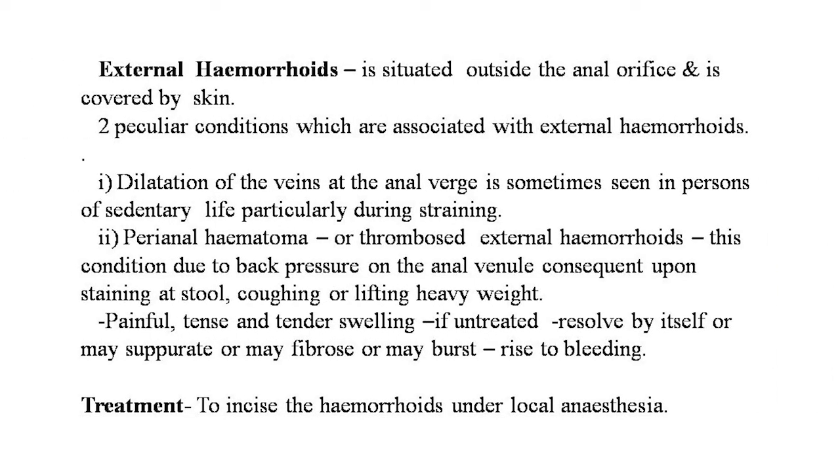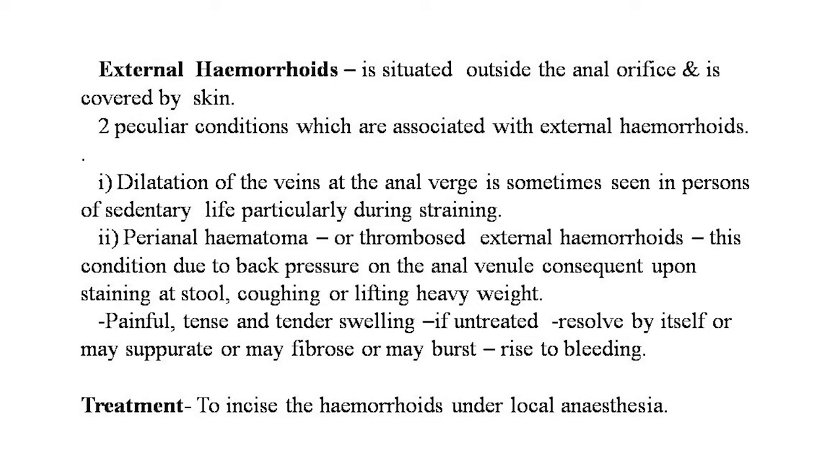Now the external hemorrhoids are situated outside the anal orifice and are covered by skin. The two varieties may coexist and the condition is called interno-external hemorrhoids. There are two peculiar conditions associated with external hemorrhoids. The first is dilatation of the veins at the anal verge, sometimes seen in persons of sedentary life, particularly during straining. And second is the perianal hematoma or thrombosed external hemorrhoids. A small clot in the perianal subcutaneous tissues can be seen superficial to the corrugator cutis ani muscle.